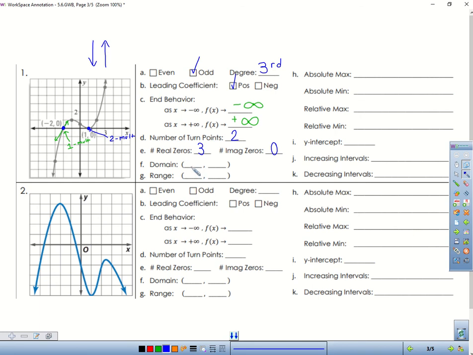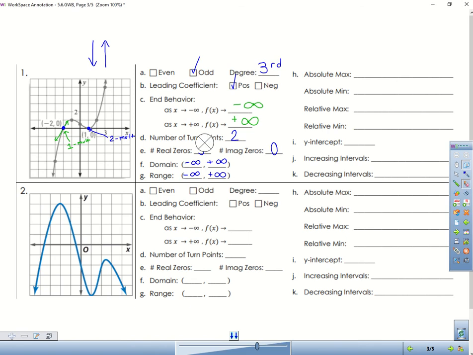Okay. So the domain of any polynomial function. Negative infinity to positive infinity. Very good. Now here's a little tip for you. If your polynomial is odd, the range is also going to be negative infinity to positive infinity. If it's even, that's where your range is a little bit different because it's going to have a max or a min. So if it's odd, range is the same.